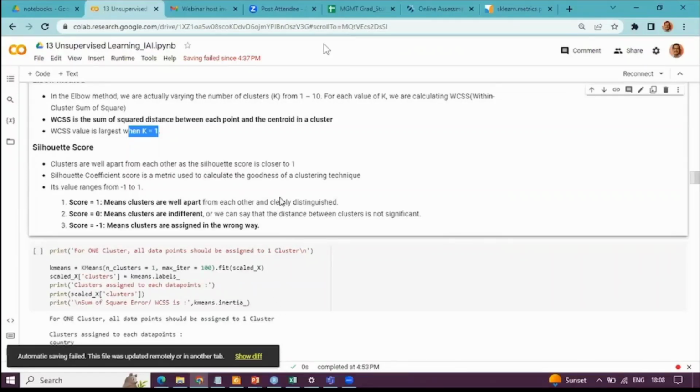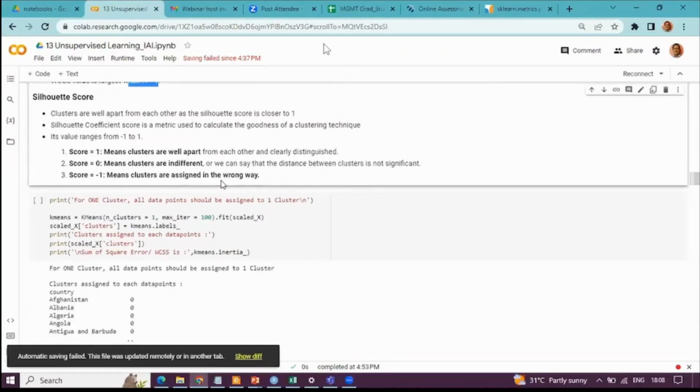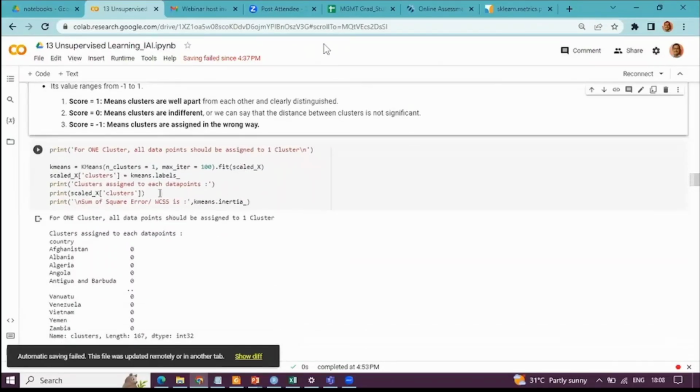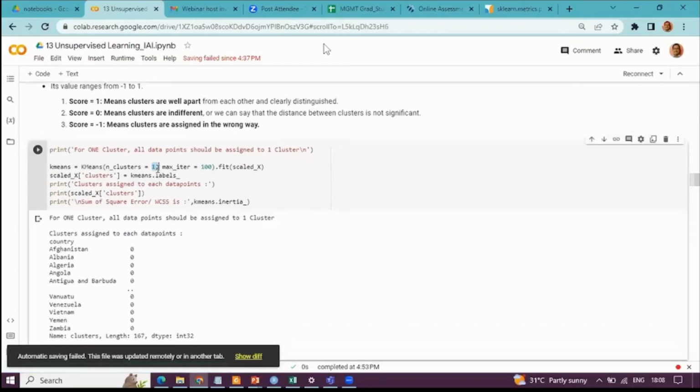All right. So this is one way you can very well measure the goodness of any clustering model. Let's say initially I'm starting with just doing, let's look at this code. Initially, I'm trying to create a k-means algorithm with one cluster. I want to do this for 100 iterations.